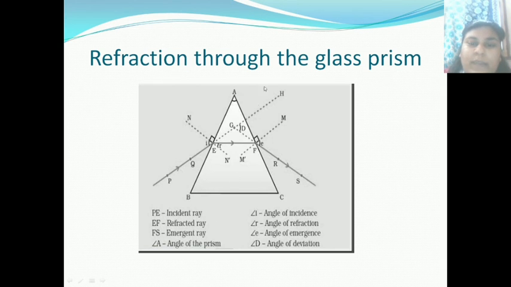So this is the base of the prism, as we already know. This angle is known as the angle of prism. It is denoted by the angle A.